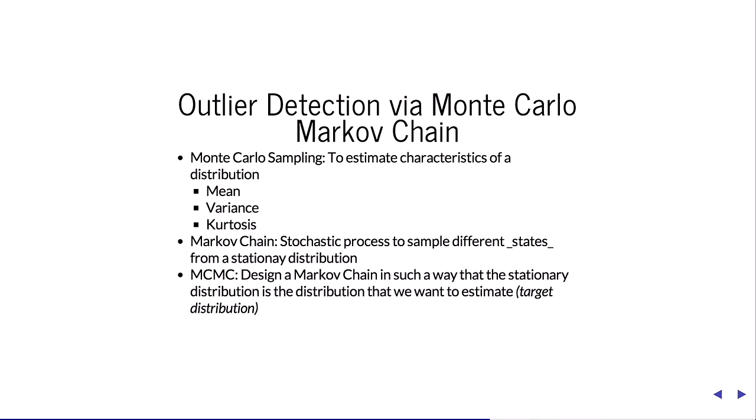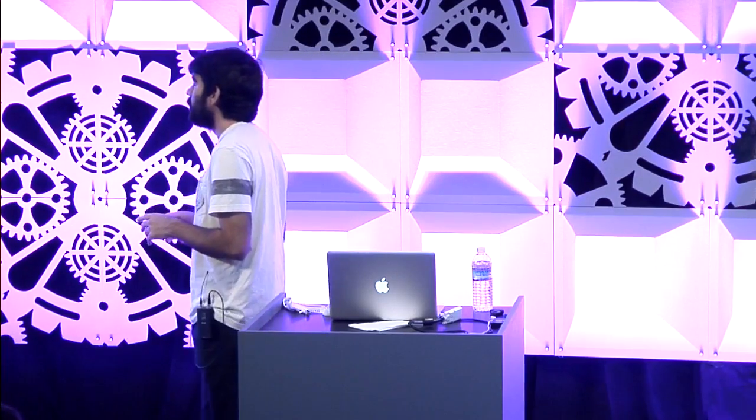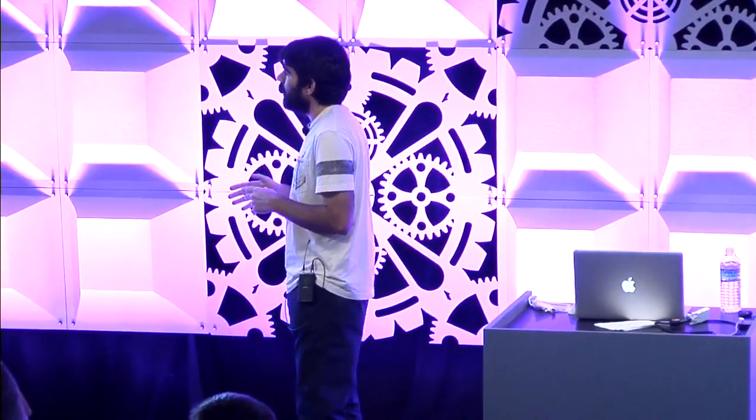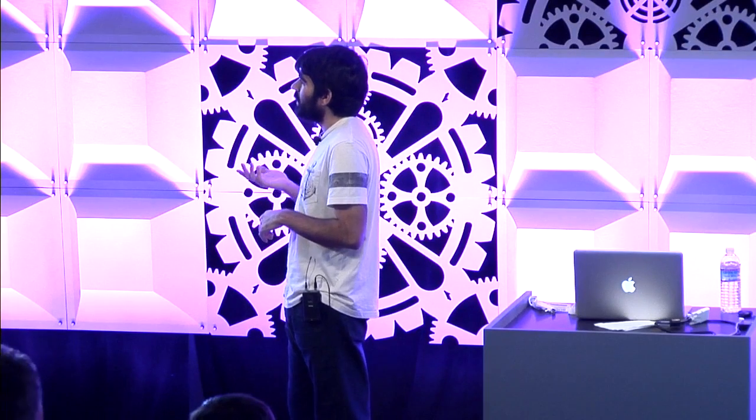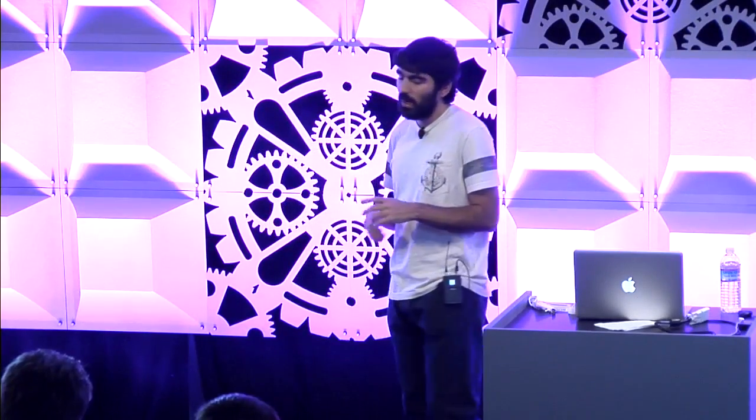So Markov chain Monte Carlo is actually a combination of Monte Carlo sampling and Markov chains. Monte Carlo itself is useful for estimating parameters of a distribution. This could be any characteristics of a distribution. A Markov chain is a stochastic process to sample different states from a stationary distribution. MCMC combines the goodness of both. We design a Markov chain in such a way that we get the target distribution's characteristics by sampling the different states.